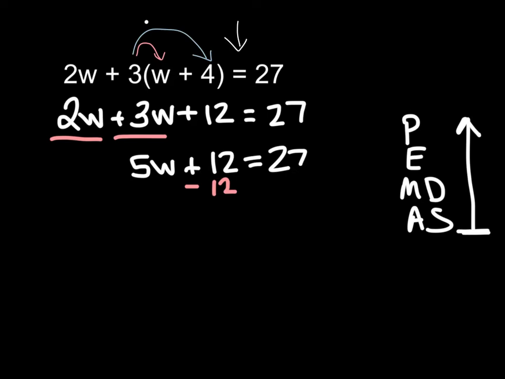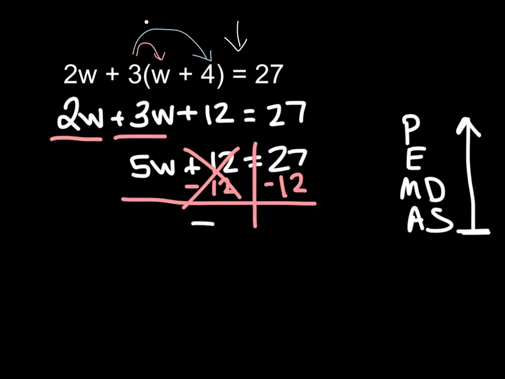If we subtract 12 on one side of the equation, we need to always subtract that same value, do the same thing to the other side of the equation. So over here, we need to subtract 12. Positive 12 and negative 12 make 0. So that's gone because it's 0. We don't write the 0 down, but instead we will write the 5w and equals 27 minus 12, which is 15.